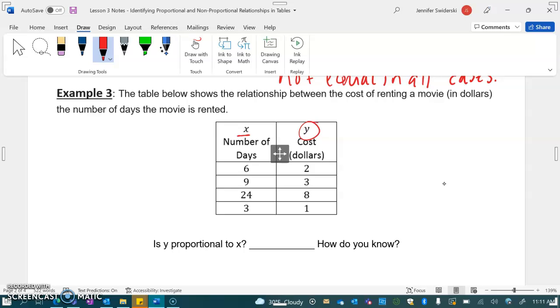So back in the day, there used to be a place called Blockbuster. Ask your parents about it. They'll remember it. But on the weekends, we didn't have Netflix. We didn't have Hulu. We had to go rent those movies. And Blockbuster was the place we would go to rent movies.